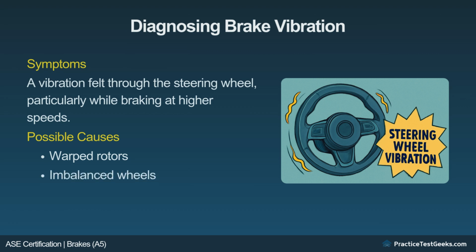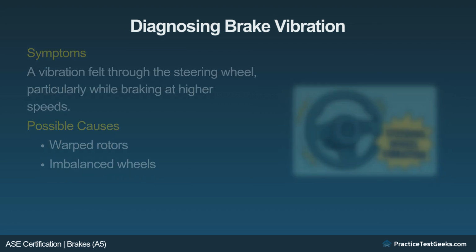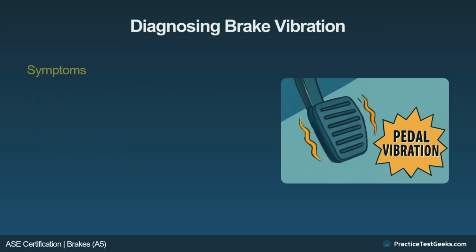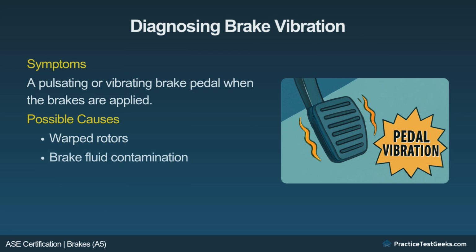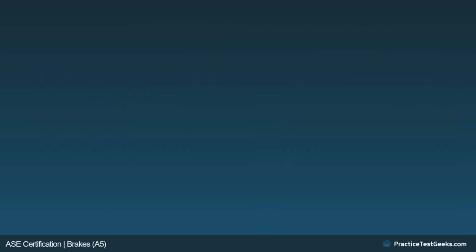Imbalanced wheels. Unbalanced wheels or tires can also cause vibration when braking. Pedal vibration. Symptoms: a pulsating or vibrating brake pedal when the brakes are applied. Possible causes: warped rotors. Warped rotors are the most common cause of pedal vibration, particularly when the brake pads engage the uneven surface of the rotor. Brake fluid contamination. Contaminated brake fluid can cause inconsistent brake performance and vibration.